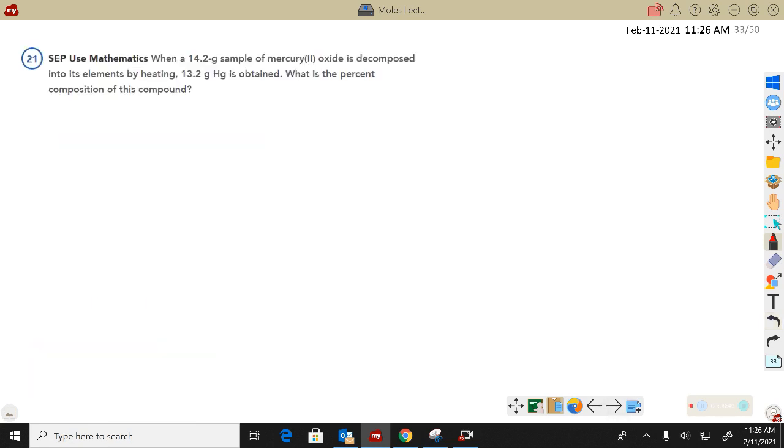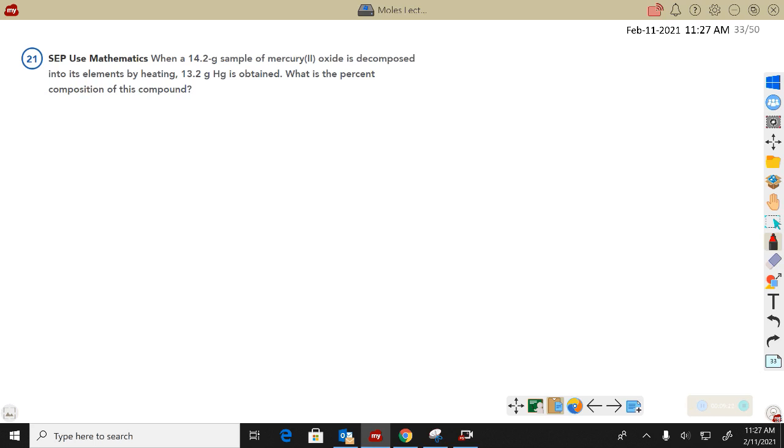It just makes sense. So let's try one. When a 14.2 gram sample of mercury(II) oxide is decomposed into its elements by heating, 13.2 grams of mercury is obtained. What is the percent composition of this compound? Fantastic. Okay, so I've got 14.2 grams of mercury oxide, and I heat it. It breaks down into its elements.